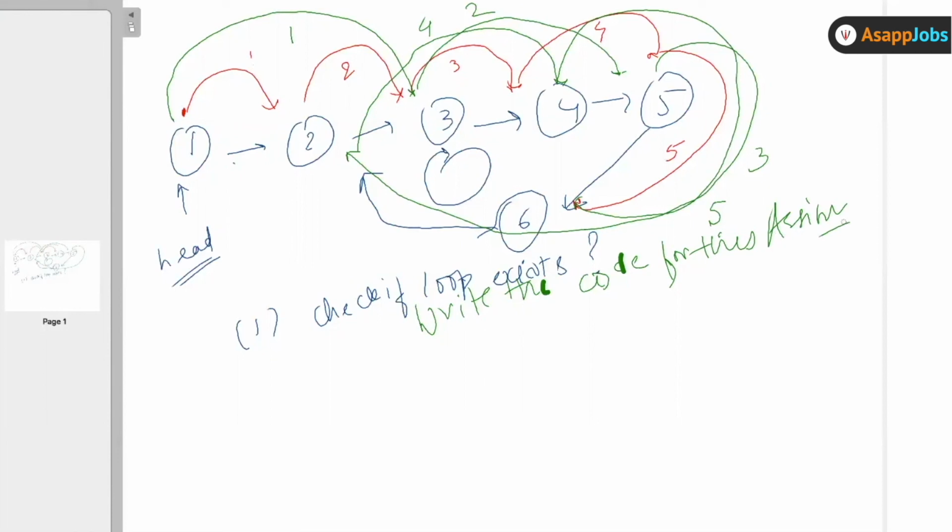Make sense, guys? What you have to do: you are given a head and you have to figure out whether the loop is there or not. The concept I have already told you, you just have to implement it in the language of your choice. Make sense? Yes. Perfect.